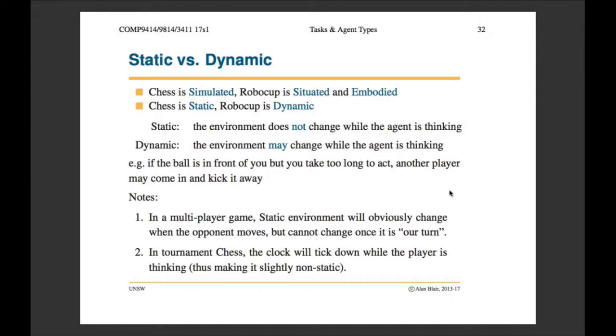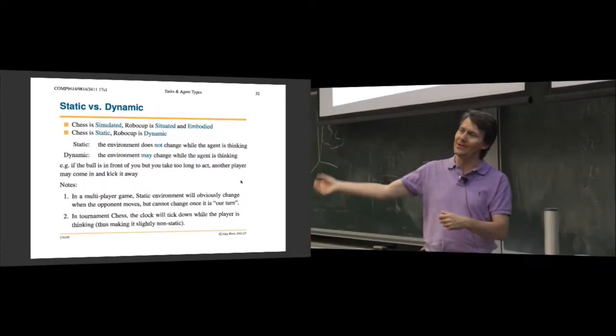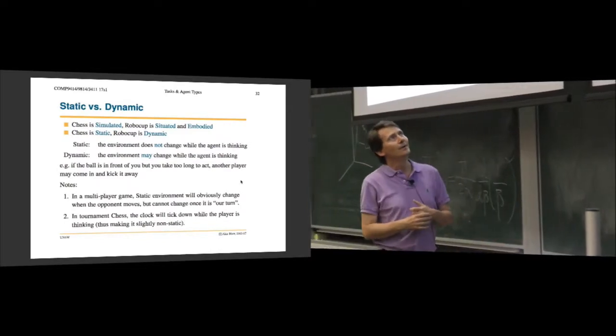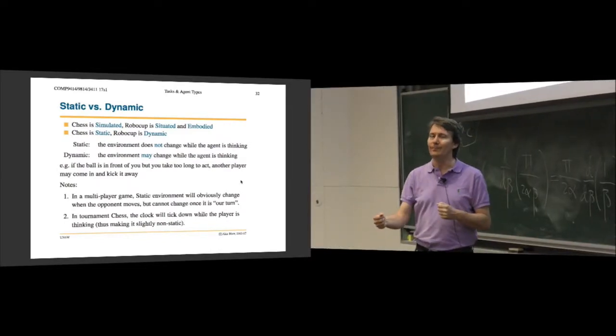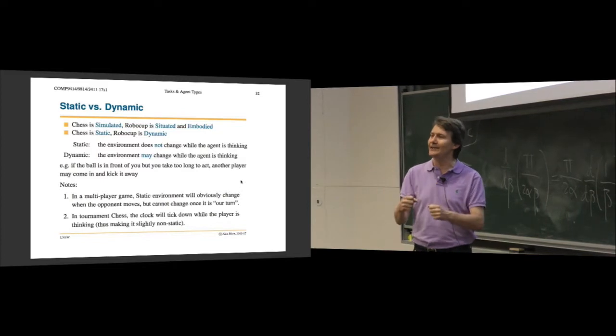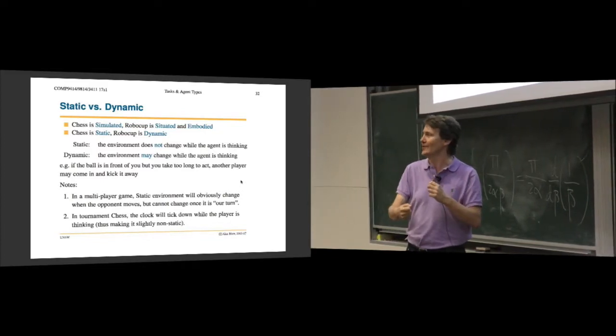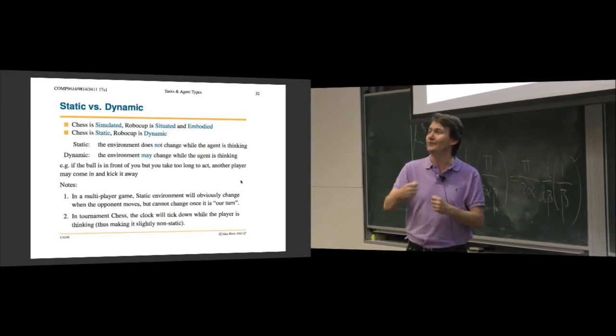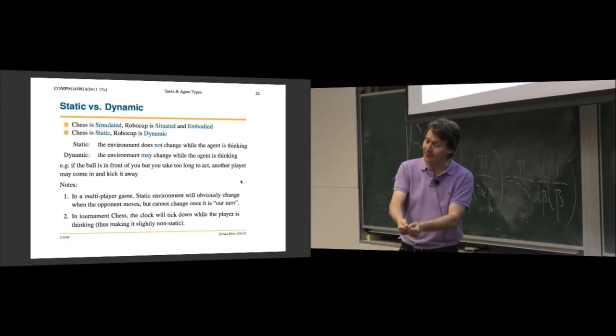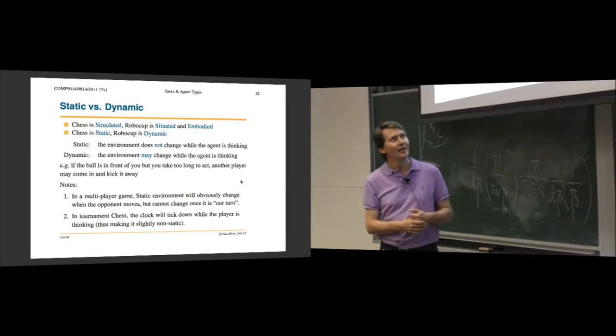Chess, on the other hand, is static. Now, this is something some people get confused about. If you make a move, then obviously the opponent is going to make a move, right? So you're not the only agent affecting the environment. The opponent will move as well. But it's still considered static because while you're thinking about your move, you know that the environment won't change. That's why it's static. After you make your move, then the opponent can move.